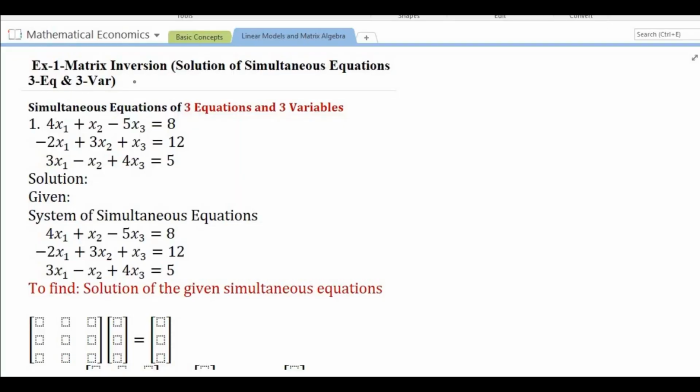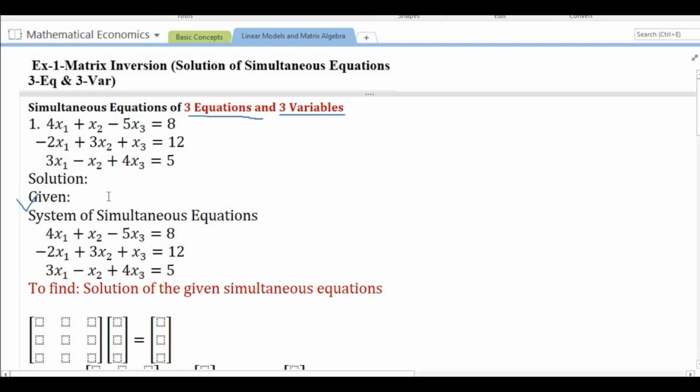In this video, we are going to solve simultaneous equations which involves three equations and three variables. Now, in the solution, first of all, we have to write down what is given. So, they have given the system of simultaneous equations consisting of three equations.